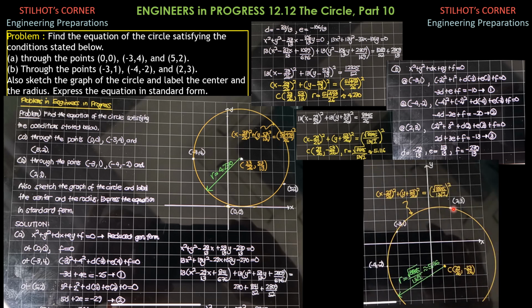Finally, we sketch the graph of the circle. These are the points negative 3, 1, negative 4, negative 2, and 2, 3. This is the circle. The center is at 29 over 26, negative 53 over 26, and the radius is approximately 5.116. So that's it for this video.